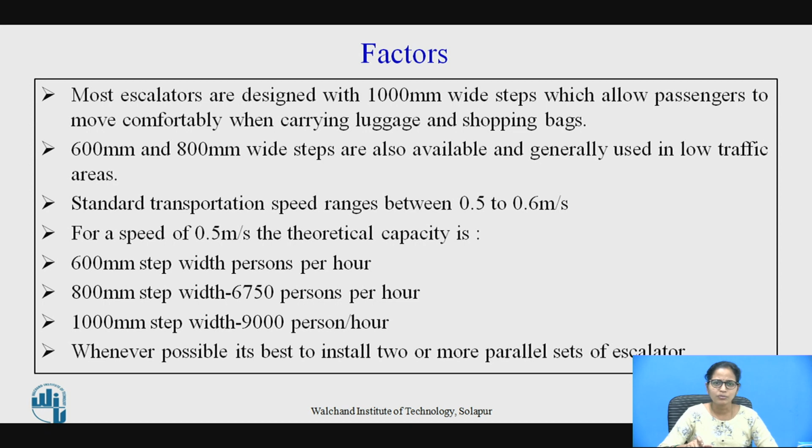Whenever possible, it's best to install two or more parallel sets of escalators. According to the number of people occupying the place, and depending upon the locality where it has to be located, considering all those factors, we can go for the design of the escalators.